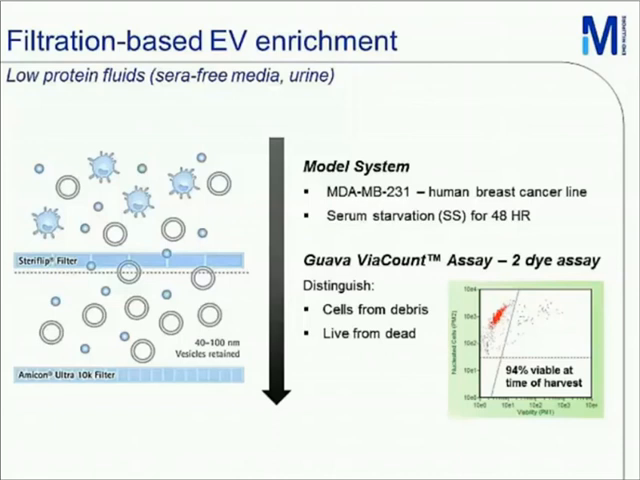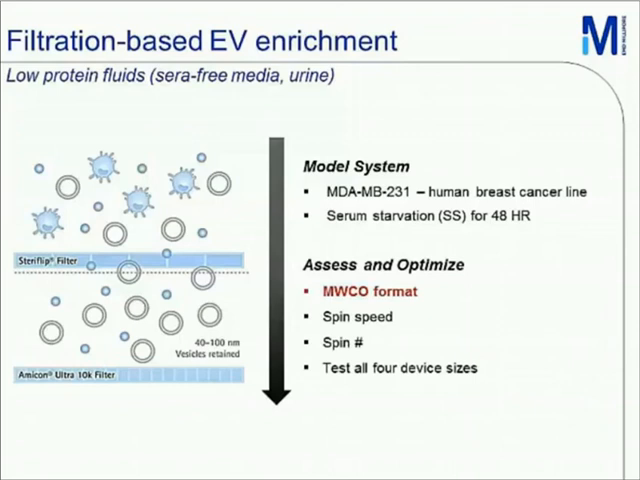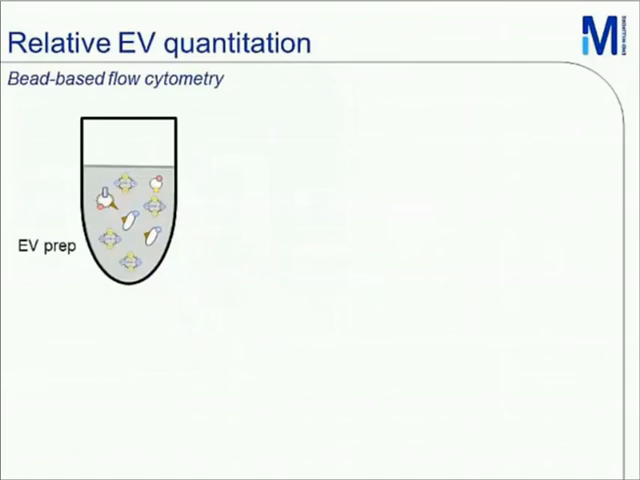To optimize the assay, we wished to assess a number of key parameters, the most critical being identification of the proper molecular weight cutoff membrane format to employ. We also needed a quick and simple method to quantify our recovery and thus be able to monitor optimization. Since we did not have access to a NanoSight or electron microscope, I developed a bead-based flow assay.